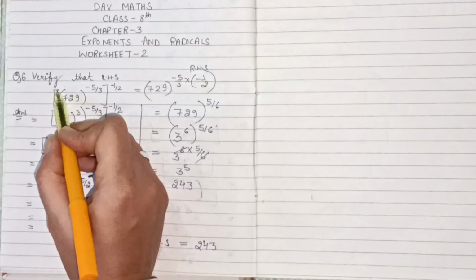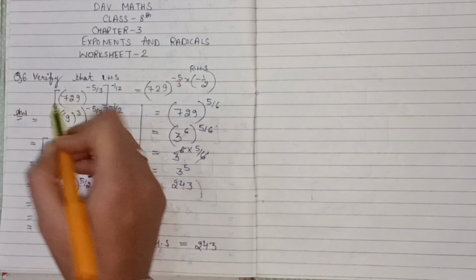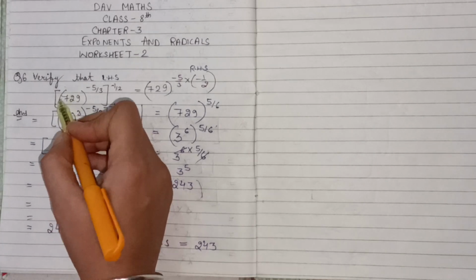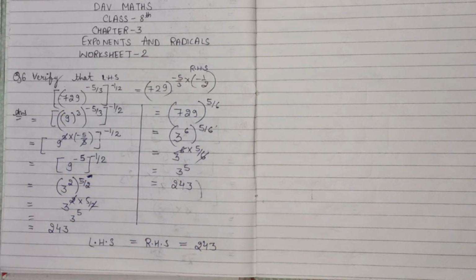Here this is called square bracket. This is called square bracket. This is called round bracket. So this is the solution of this question.